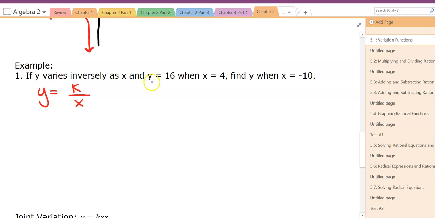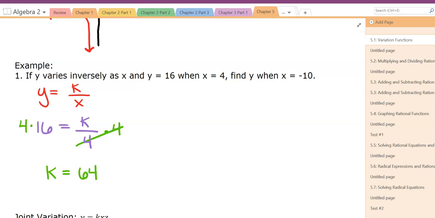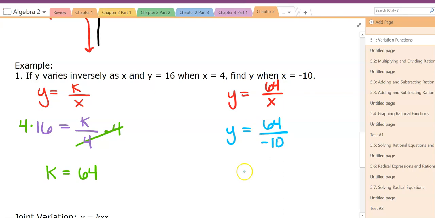So we're going to have y equals 16, k is my constant, x is going to be 4. So to solve for k, I need to get rid of that 4, which is in the denominator. So I'm going to multiply by 4 on both sides to get that to cancel. And so I get k equals 64. So to write my new equation, it's going to say y equals 64 over x. And to evaluate this one, I'm going to take 64 and divide it by negative 10. And so this is going to be negative 6.4.